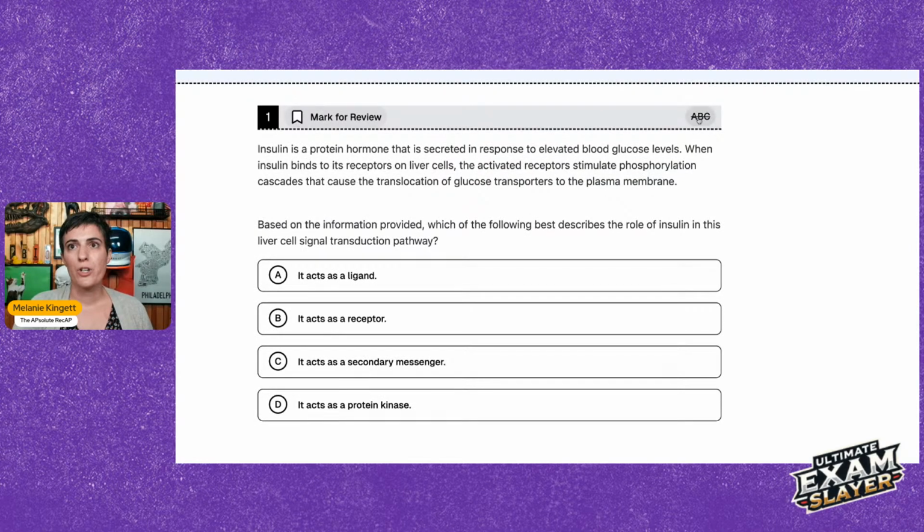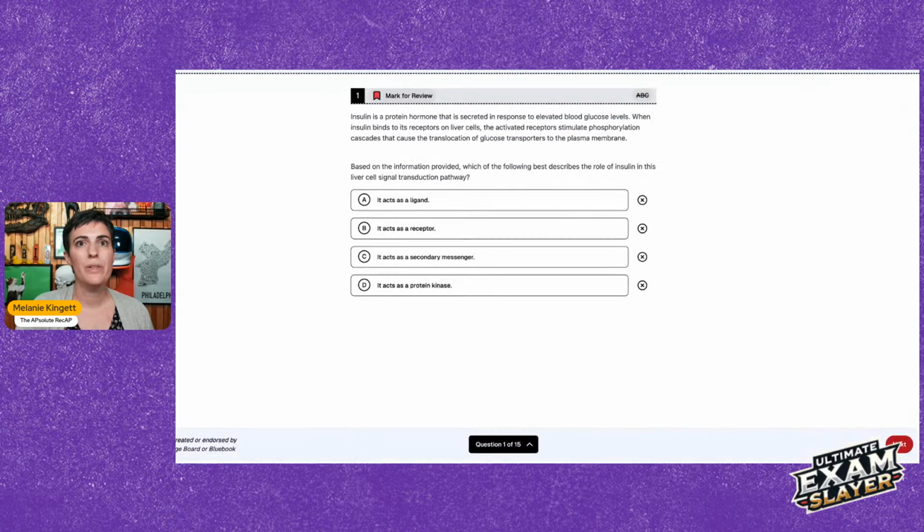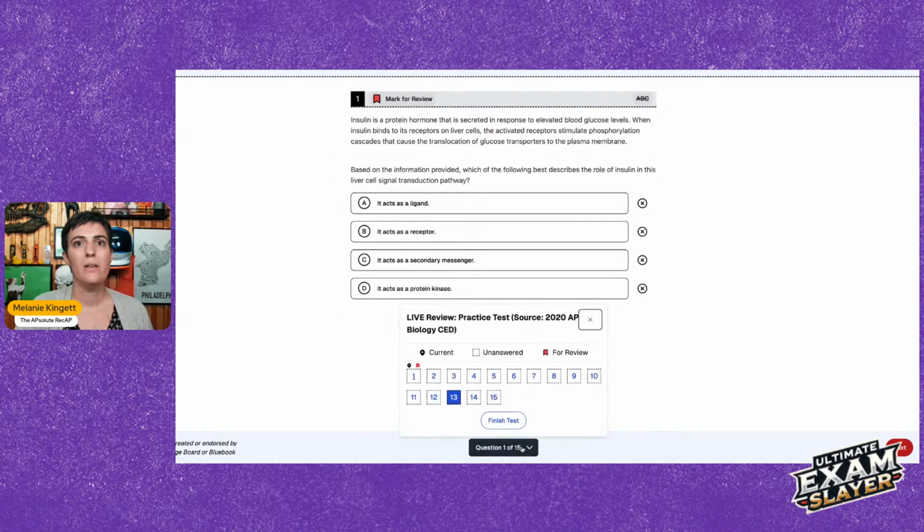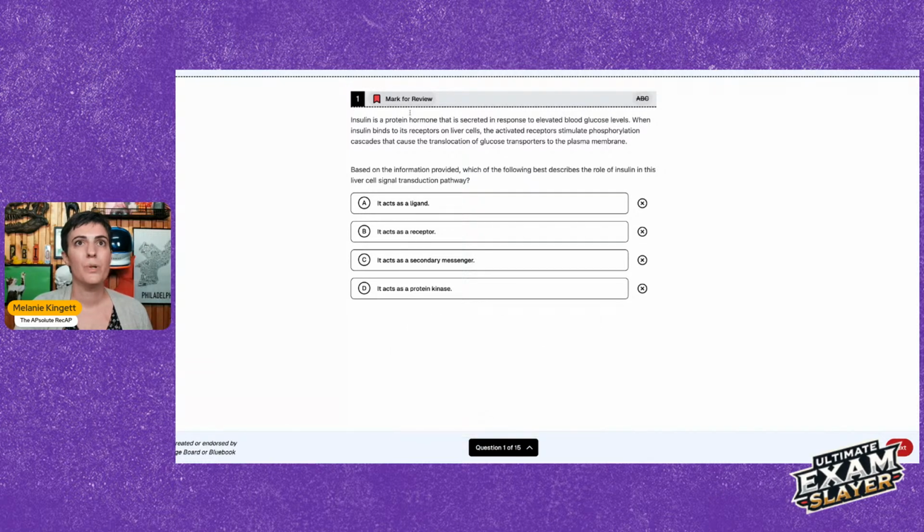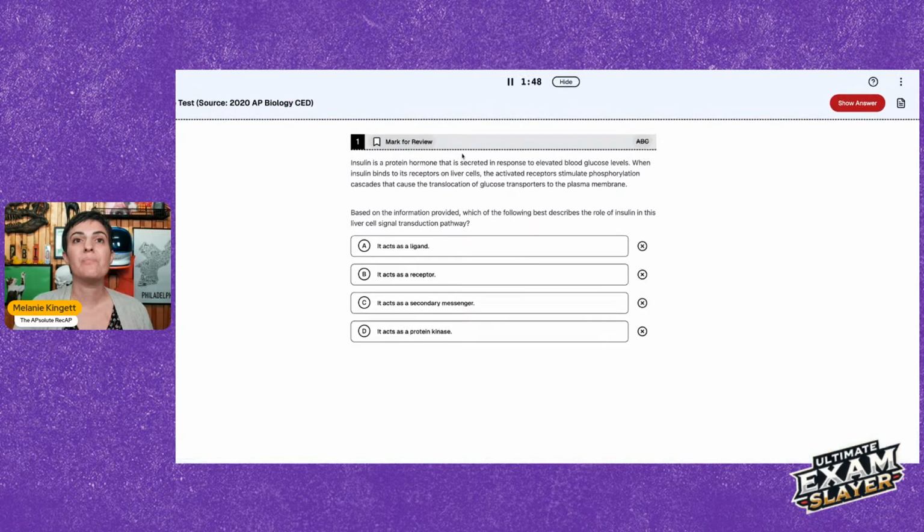So here's your strikeout function that allows us to get rid of options. Here's your mark for review. So if we weren't sure, we would then be able to see, okay, number 1 has a little red flag. I know that I need to come back to that. But we haven't even read it yet, so I'm going to unclick it.